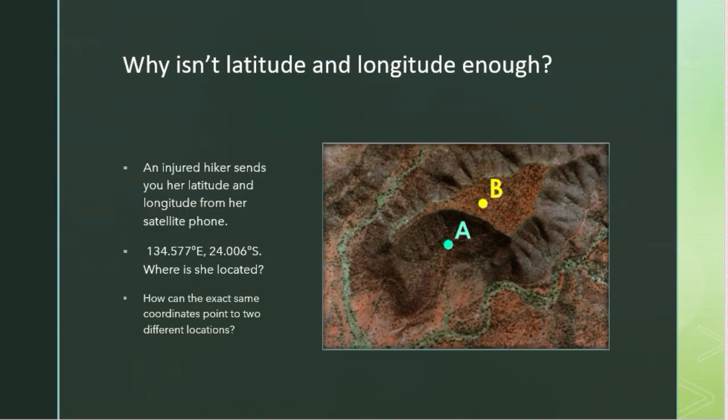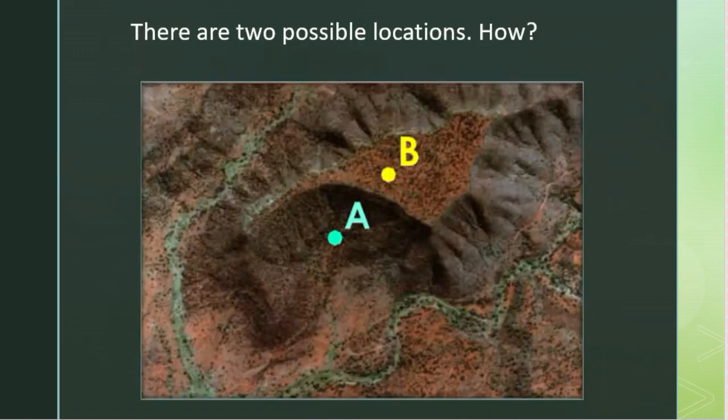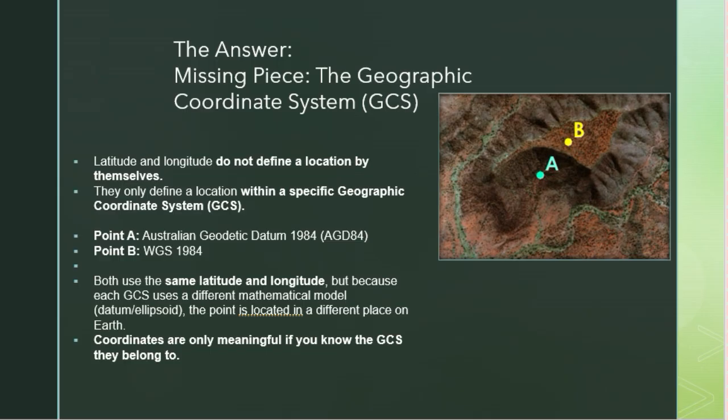And that would be tricky, right? If you tried to locate her and you arrived at two different possible locations, which one do you search? And why is that? Well, the answer is it's the missing piece, the geographic coordinate system.